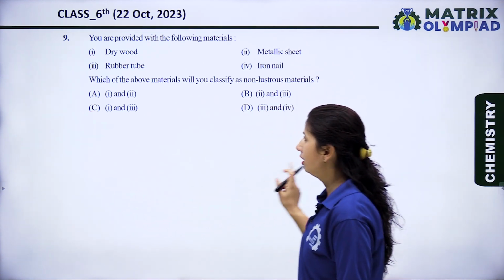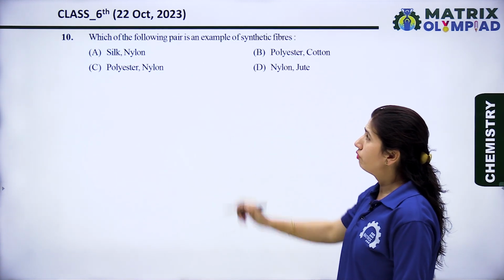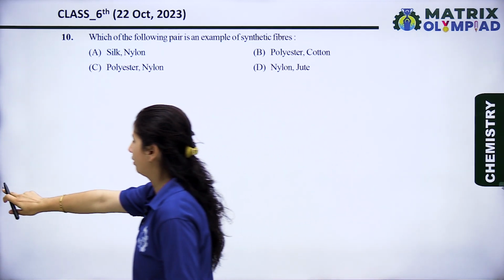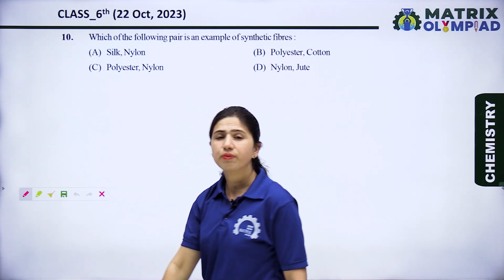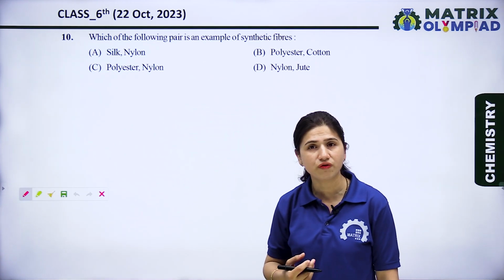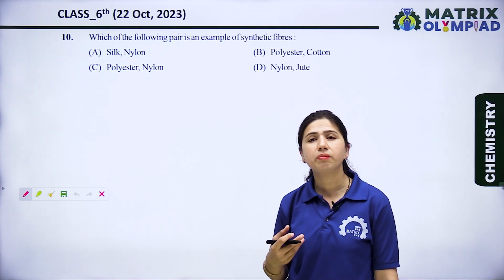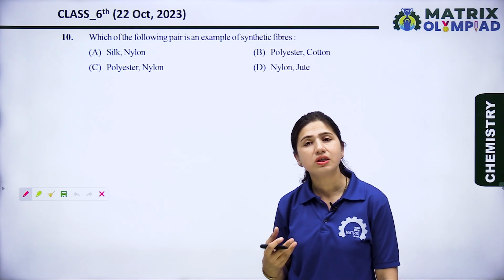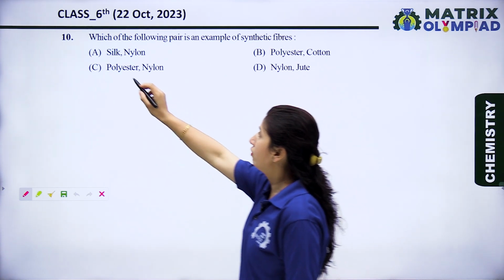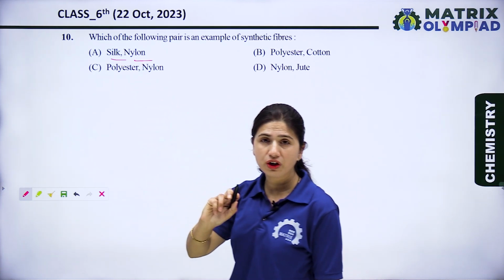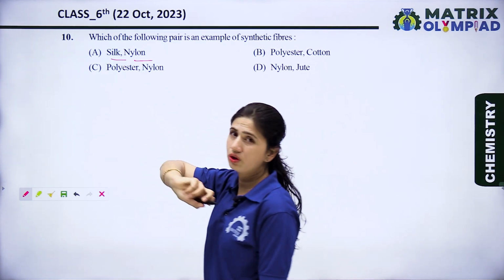Now let's see the next question. Which of the following pair is an example of synthetic fiber? There are two types of fiber. The fibers which are obtained from nature are called natural fiber, and the fibers which are made up in the labs, or we can say man-made substances, are called synthetic fiber. So let's see the first option, silk and nylon. Nylon is an artificial fiber, but silk is a natural fiber.